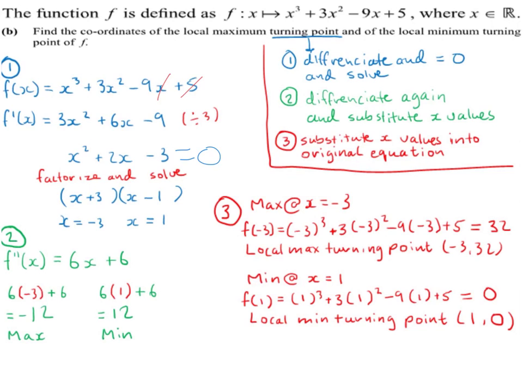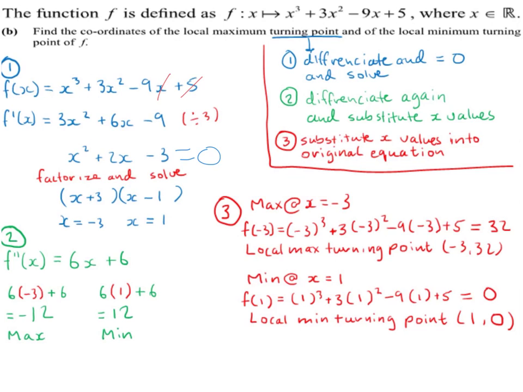We let each bracket equal 0. So if x plus 3 equals 0, then x is equal to minus 3. If x minus 1 is equal to 0, then x is equal to 1. So that's step 1 done. Step 2, differentiate again and substitute in our x values.